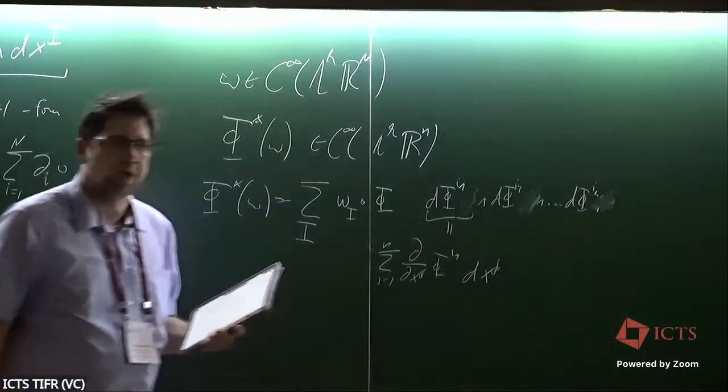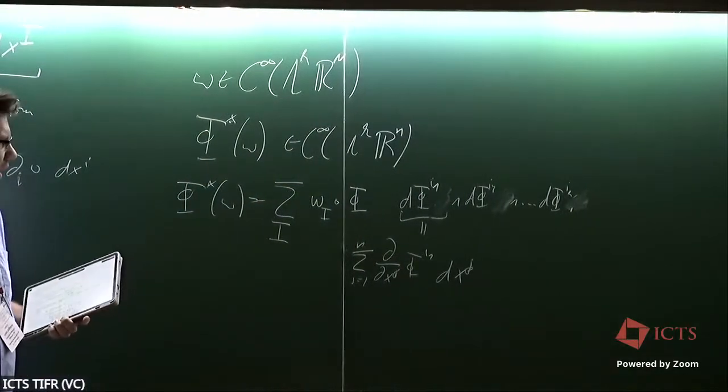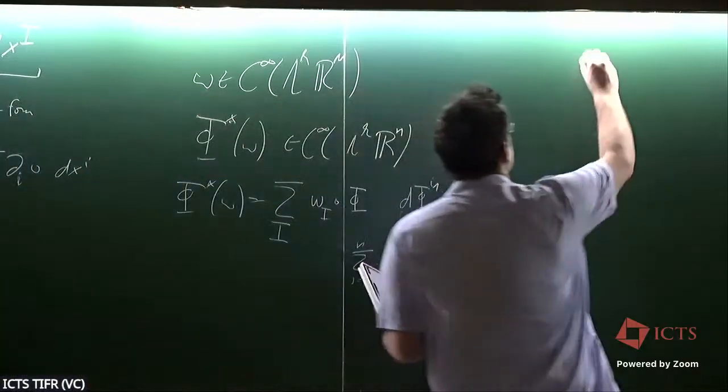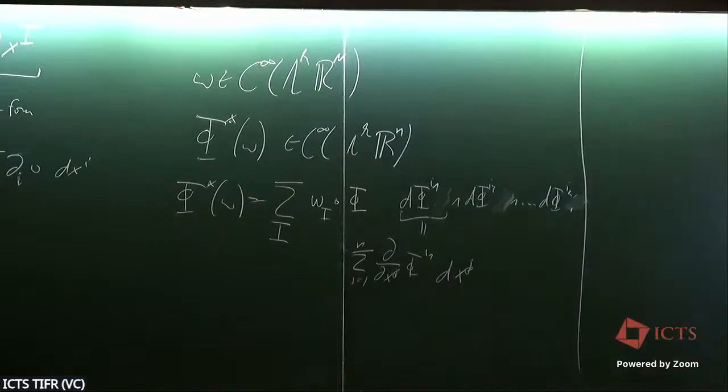And I sum from 1 to n. Okay, so that's the pullback. Slightly nicer written in my notes, if you want to actually read what I wrote.